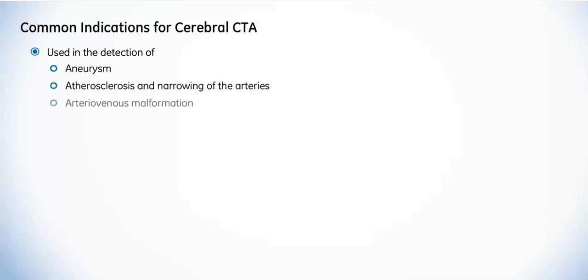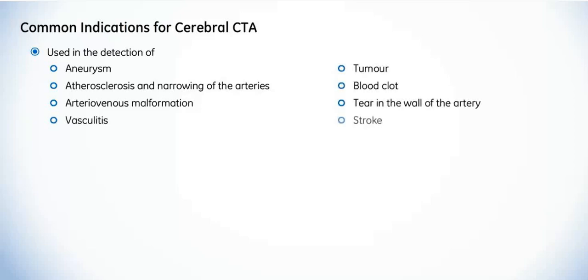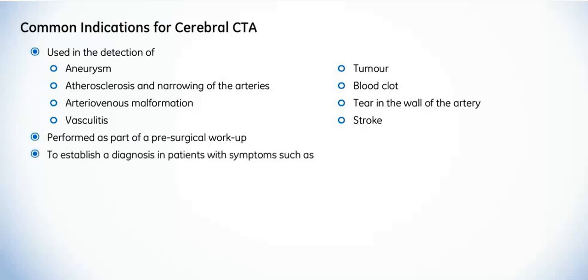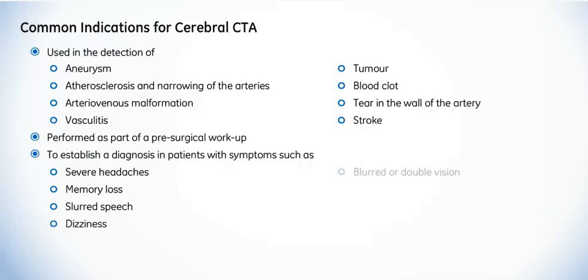Cerebral CTA is commonly used for the detection of aneurysm, atherosclerosis, arteriovenous malformation, vasculitis, tumor, blood clot, tear in the wall of the artery, and stroke. It may also be performed as part of a pre-surgical workup in treatments such as surgical removal of tumor. Cerebral CTA may also be performed to establish a diagnosis in patients with symptoms such as severe headaches, memory loss, slurred speech, dizziness, blurred vision, weakness, and loss of coordination.